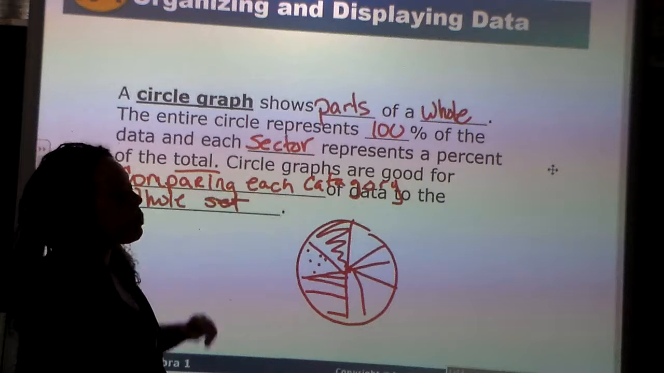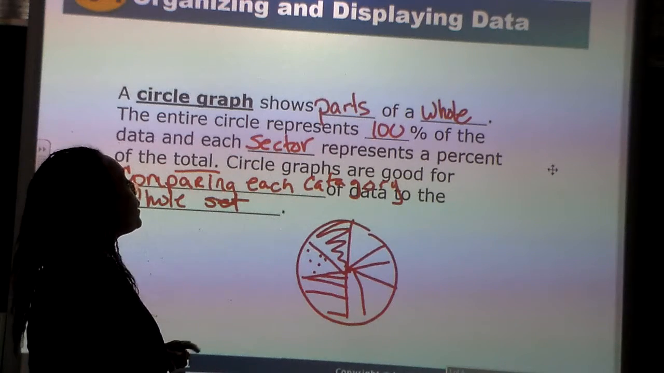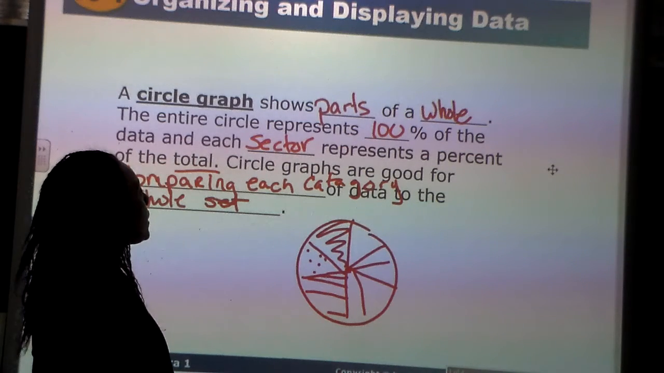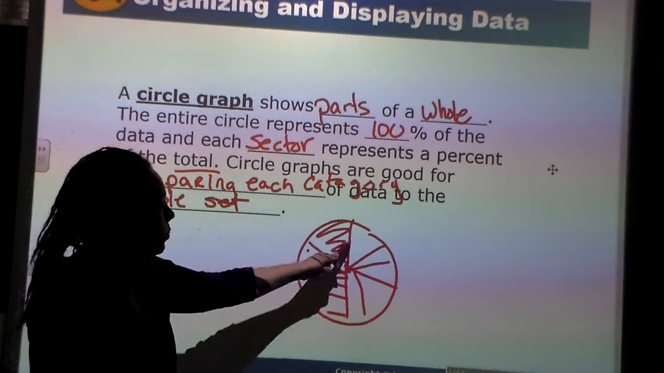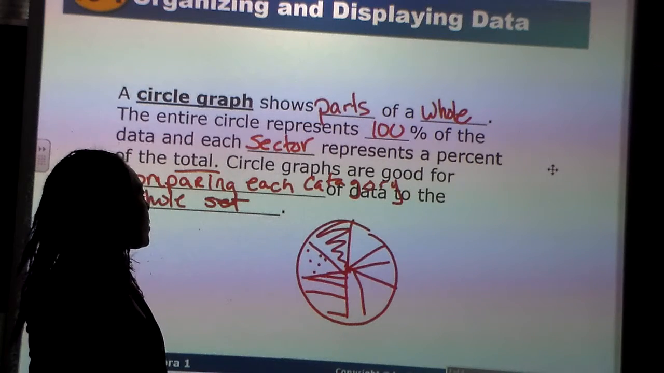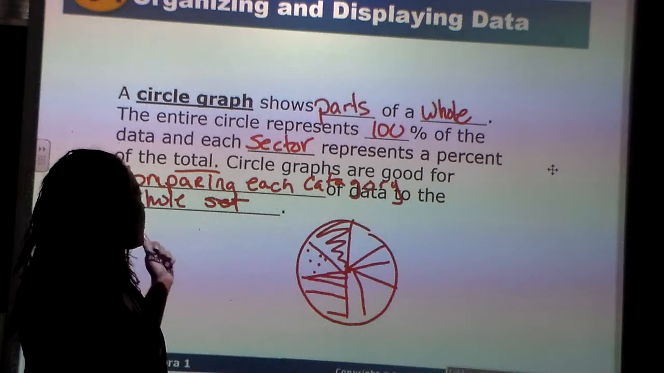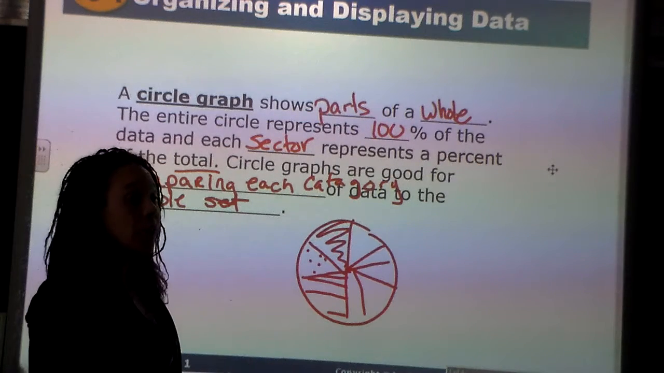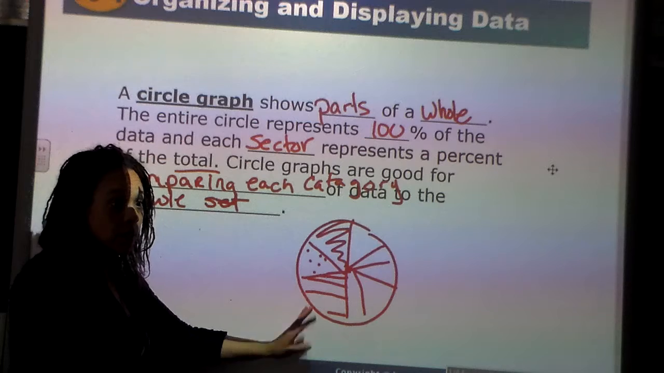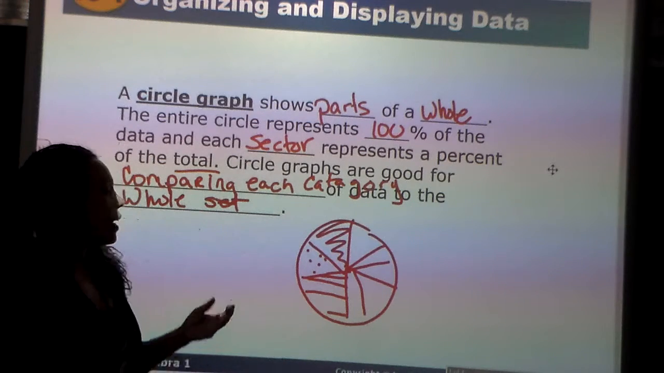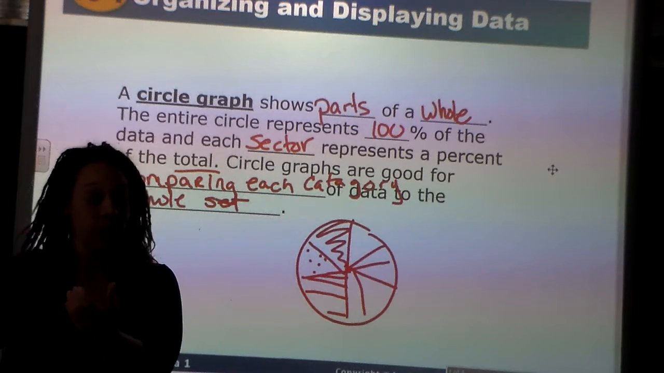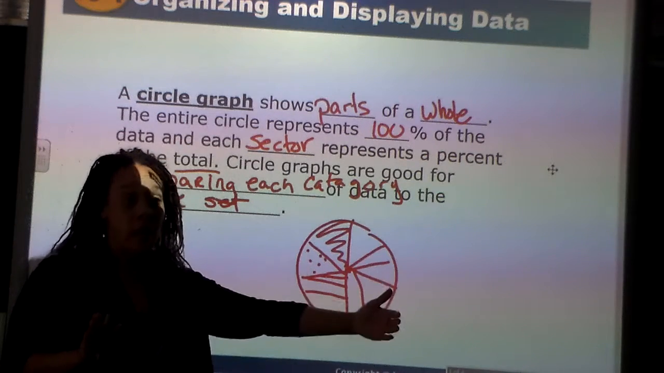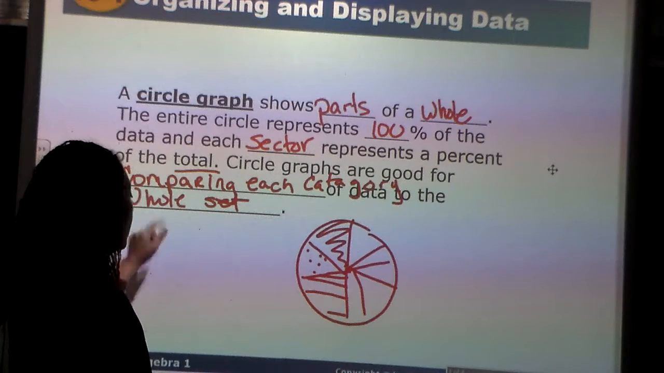So a circle graph shows parts of a whole. The entire circle represents 100% of the data, and each sector, or part in here, represents a percent of the whole total. Circle graphs are good for comparing each category. Remember, the bar graphs were good at comparing the different categories, but circle graphs are good at taking each one of those categories and comparing the parts inside that category. Line graphs, remember, are good for things that change over time. All right? And so that's that one.